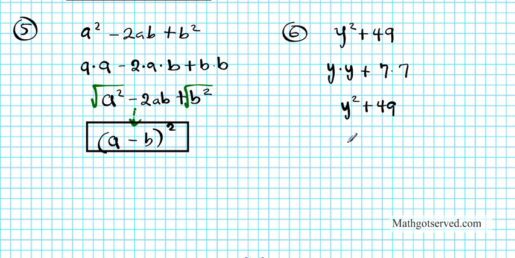Now, can we apply the difference of squares formula here? This is a square, this is a square, but this is a sum of squares. So you can't factor a sum of squares, so this is technically prime. So there goes our final answer right there.